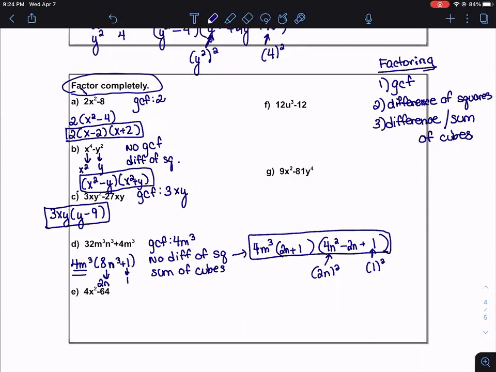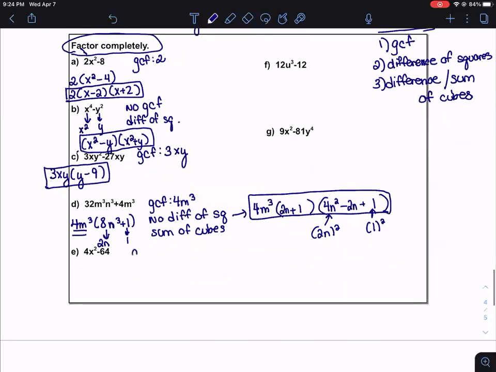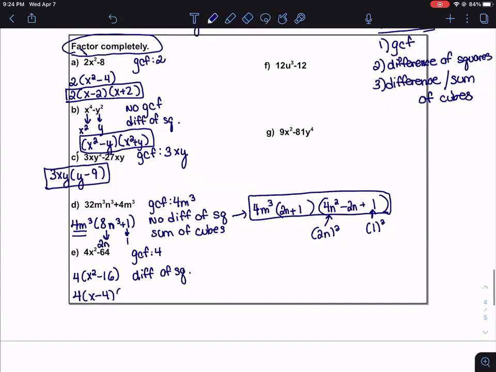Okay, for letter E, we have a GCF first of 4. When we factor that out, we're left with x squared minus 16. There is now a difference of squares. So the factors will be x minus 4 and x plus 4. Sorry about that. And we cannot factor any further. So we are done there.